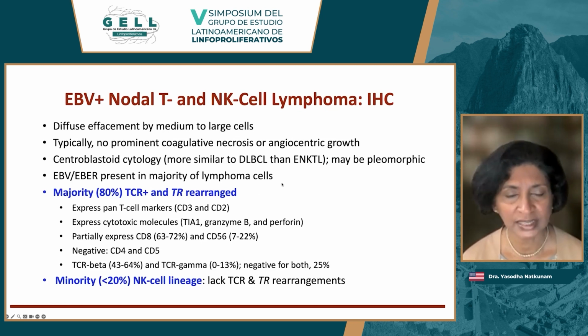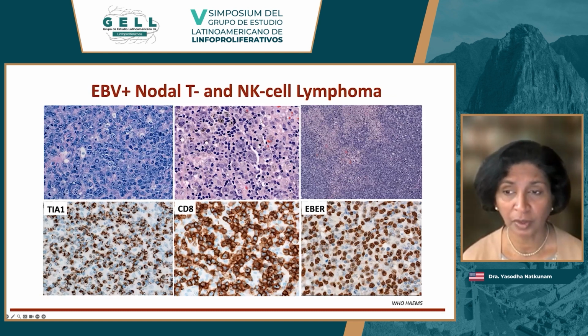And EBER should be present in a majority of the cases, and up to 80% of the cases here are of T lineage, only a minority are of NK lineage, but can mimic extranodal NK/T-cell lymphoma, so you need to be very careful about excluding extranodal involvement, particularly in the nasal and nasopharyngeal regions. And this is what some of the pictures shown in the WHO 5th edition look like, and you can see the uniform CD8 positivity, the cytotoxic granule-associated protein, and EBER positivity, and this is all occurring in the lymph node.